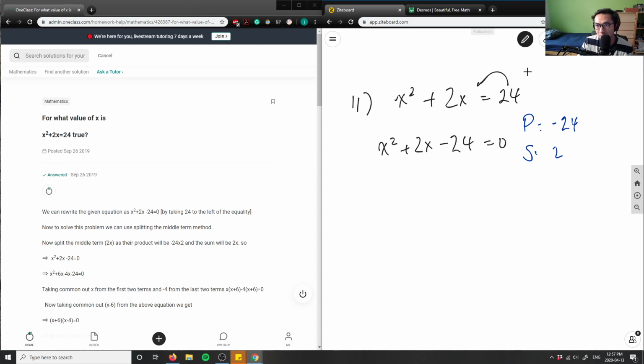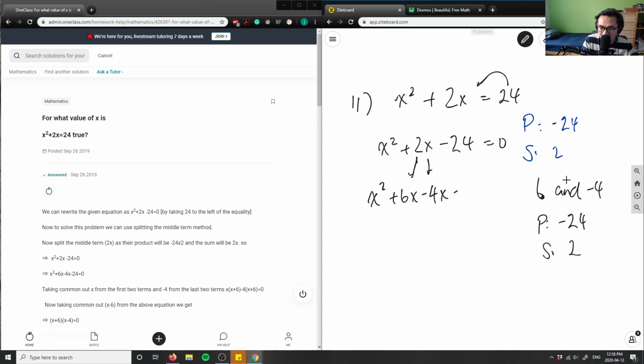So I have 2 numbers in my head now: 6 and negative 4. The product of these 2 numbers indeed equals negative 24, since 6 times negative 4 is negative 24, and if I add 6 plus negative 4, it gives me 2. So I'm going to break this middle term down into 2 parts, 6 and negative 4. I have x squared plus 6x minus 4x minus 24 equals 0. I'm breaking the middle part down, since 6 minus 4 equals 2, so I can totally do that.